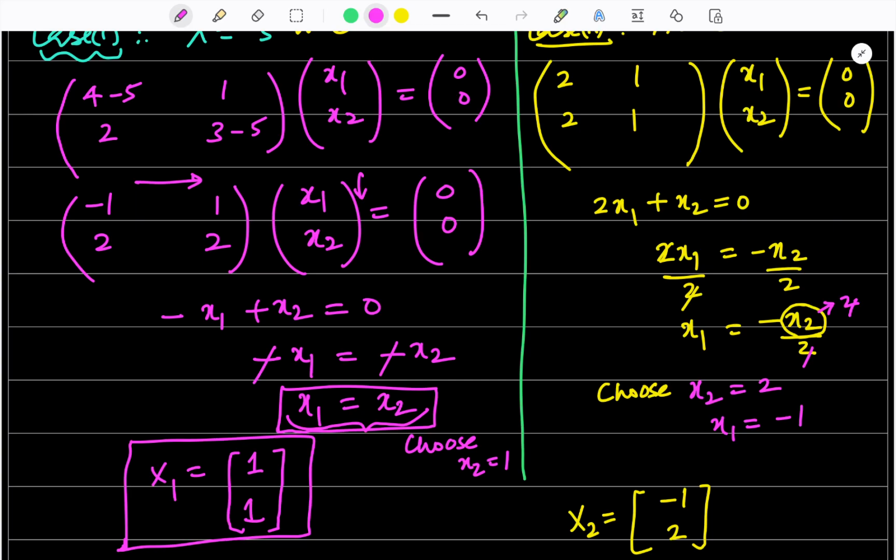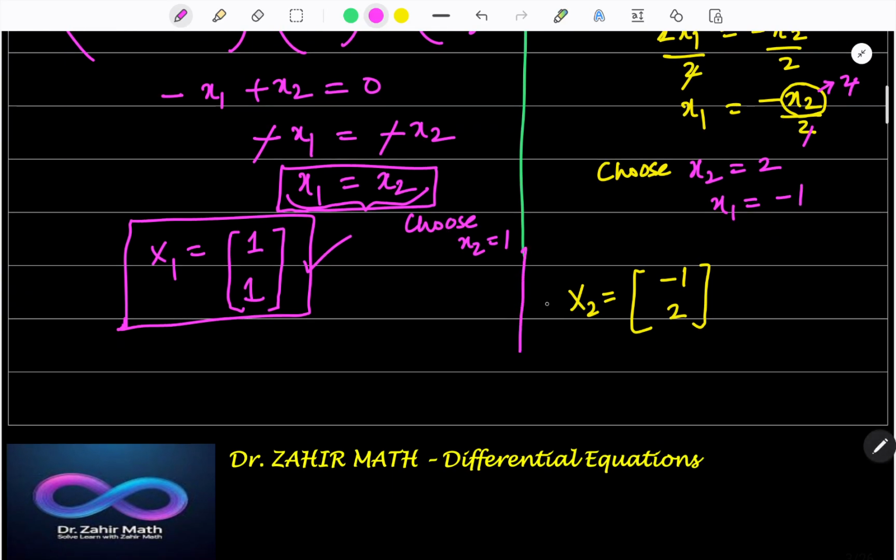Sorry, okay, right. So can I choose x2 is equal to minus 2, teacher, to get 1? Already you have 1 vector there. So don't take identical values, okay. Try to give another unknown vector, okay, right. So this is your x2, which is equal to what? Minus 1 and 2. So we got the eigenvectors x1 and x2.